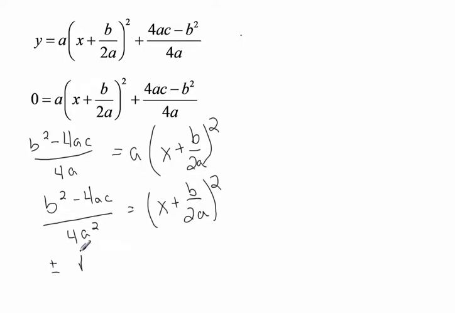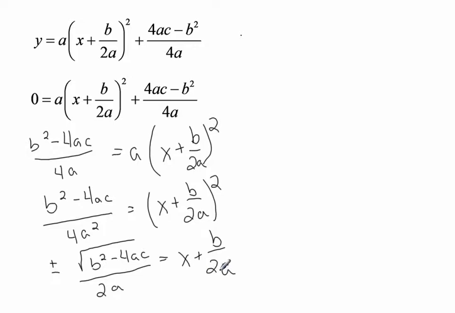I'm going to take the square root of the numerator. And I'm going to take the square root of the denominator, and you guys know the square root of 4 is 2, and the square root of a squared is just a. And over on this side, it leaves me with x plus b over 2a.